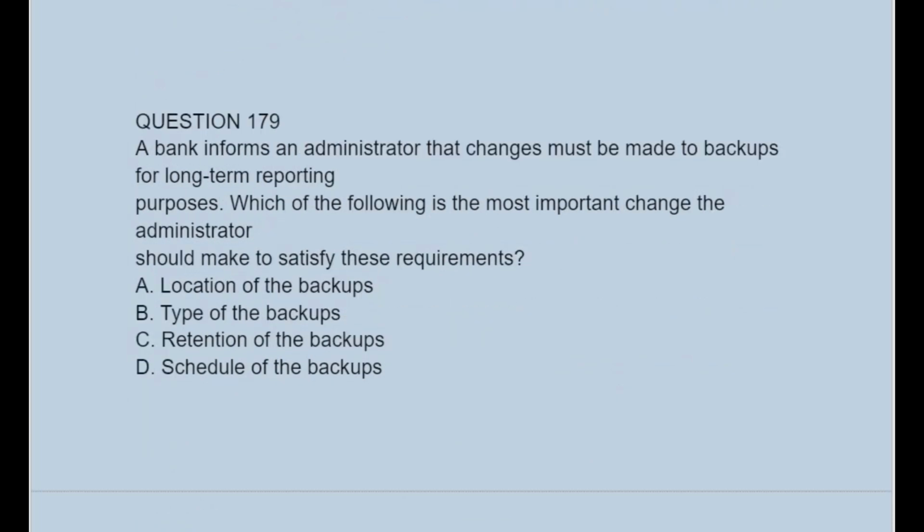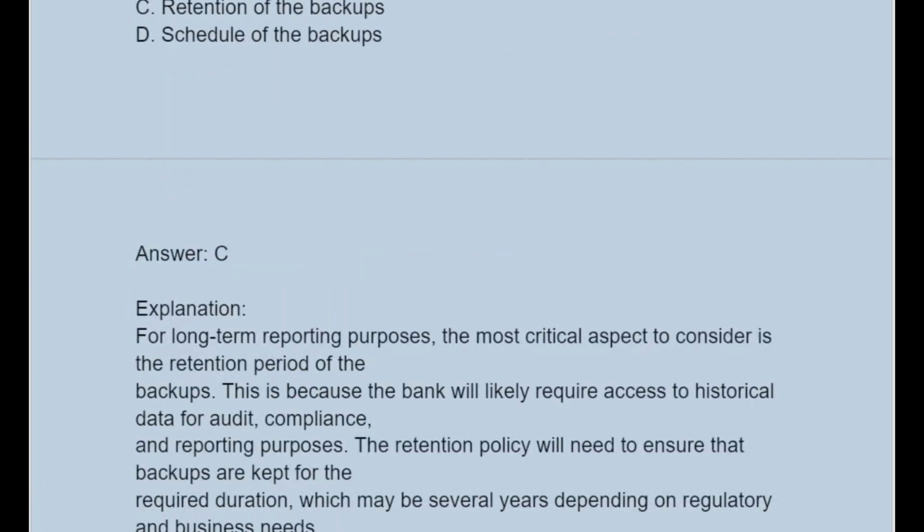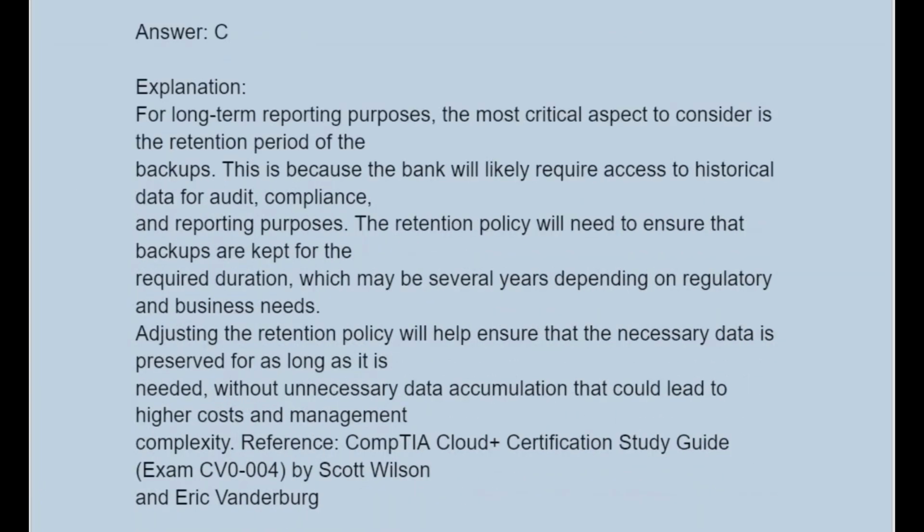Question is, a bank informs an administrator that changes must be made to backups for long-term reporting purposes. Which of the following is the most important change the administrator should make to satisfy these requirements? Option A, location of the backups. Option B, type of the backups. Option C, retention of the backups. Option D, schedule of the backups. Correct answer is option C.